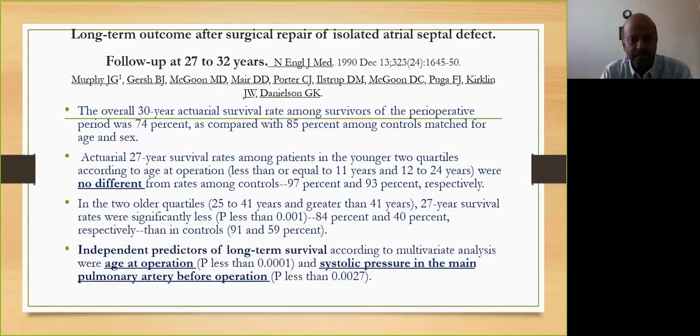The independent predictors of long-term survival, according to multivariate analysis in this study, were the age at operation, and the second determinant was the systolic pressure in the main pulmonary artery before operation. So clearly, it augurs well for the patient to have an atrial septal defect diagnosed early and closed at least below 25 years, if not earlier.